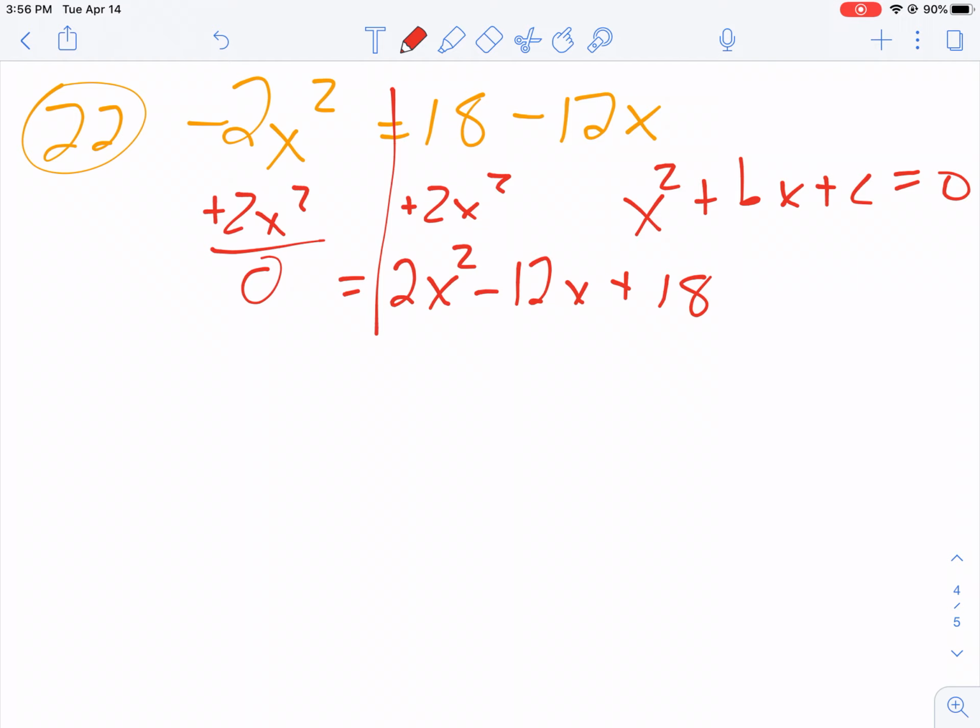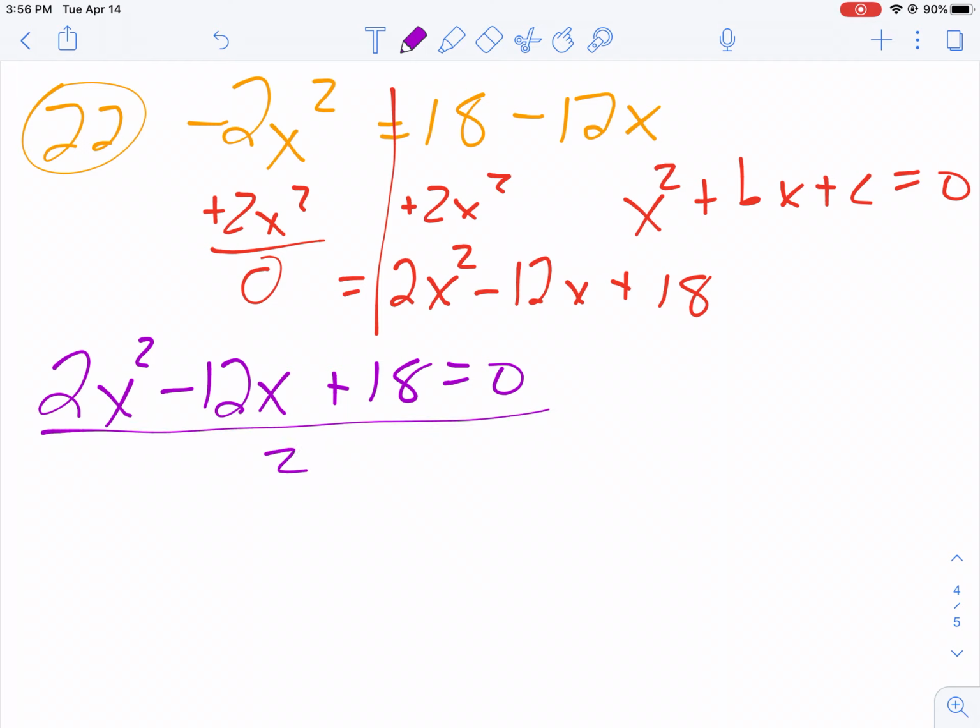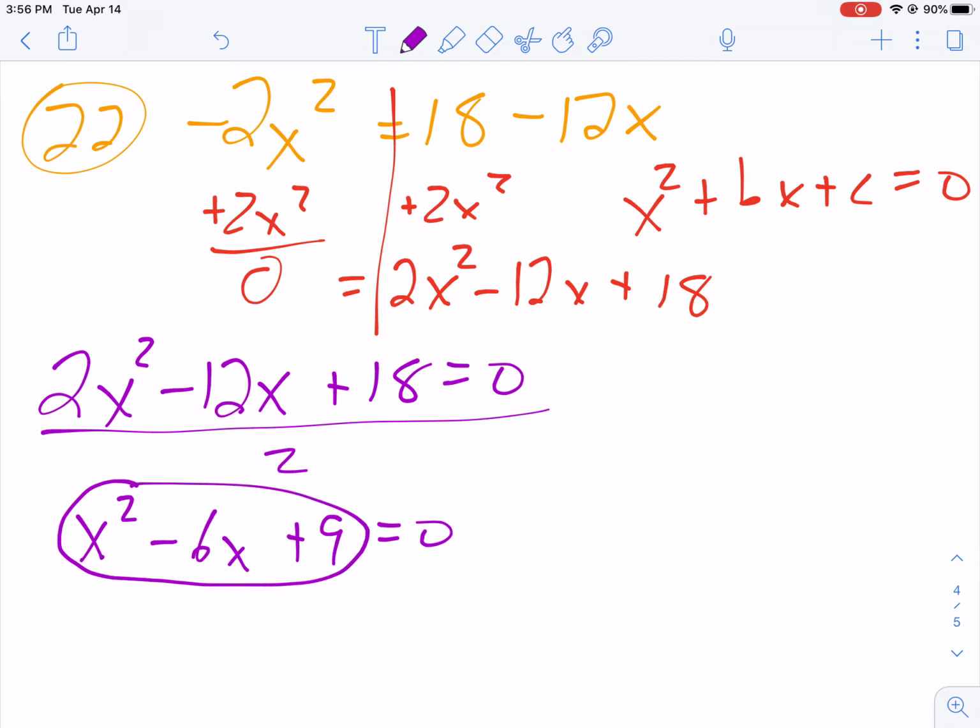So I'm going to rewrite this, and we'll change colors. So it'll be 2x squared minus 12x plus 18 equals 0. So you notice that these are all even numbers, and we can factor out actually a 2. So you can actually divide everything by 2. So it'll be x squared minus 6x plus 9 equals 0. Now we have to factor this. So it's going to be the easier factoring.